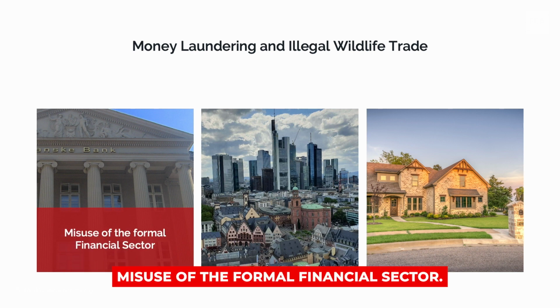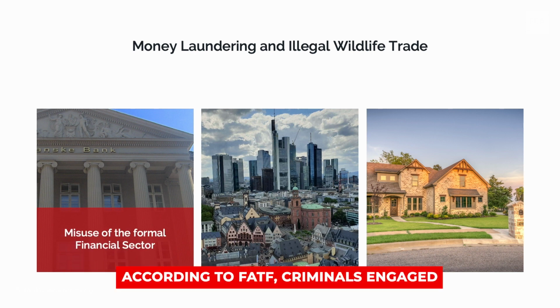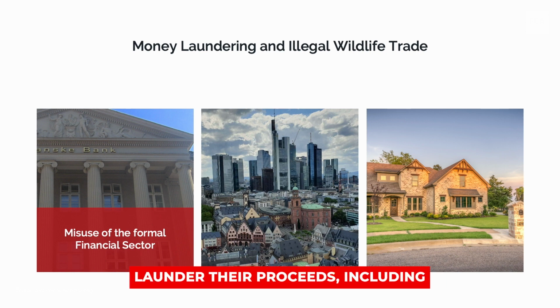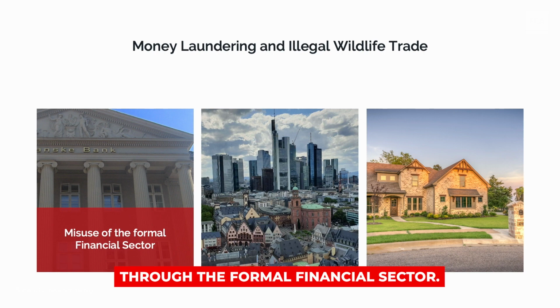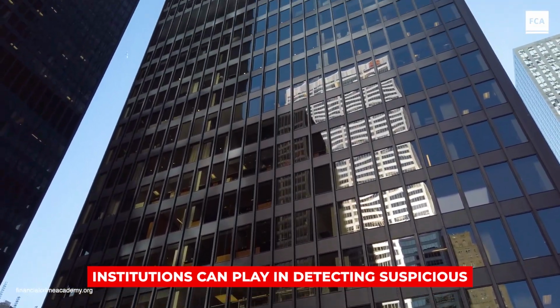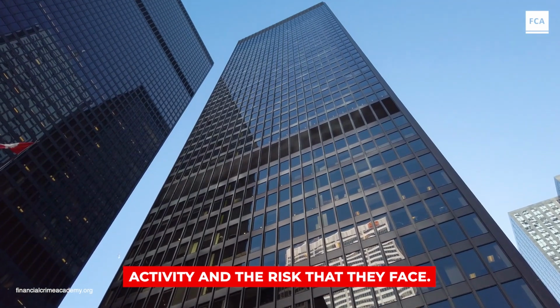Misuse of the formal financial sector. According to FATF, criminals engaged in the illegal wildlife trade are relying on established methods to launder their proceeds, including the placement and layering of funds through the formal financial sector. This shows the important role that financial institutions can play in detecting suspicious activity and the risk that they face.